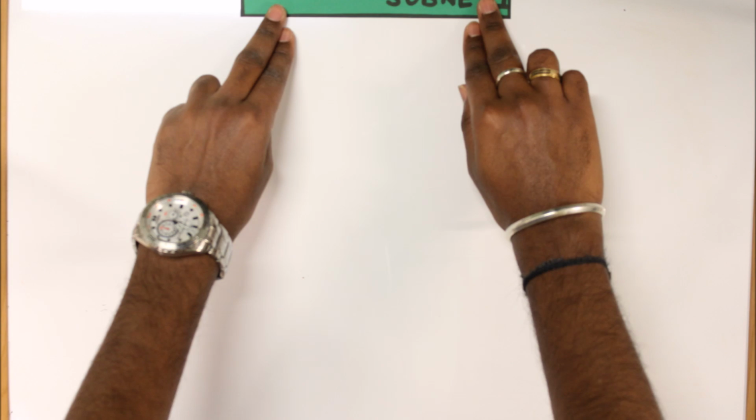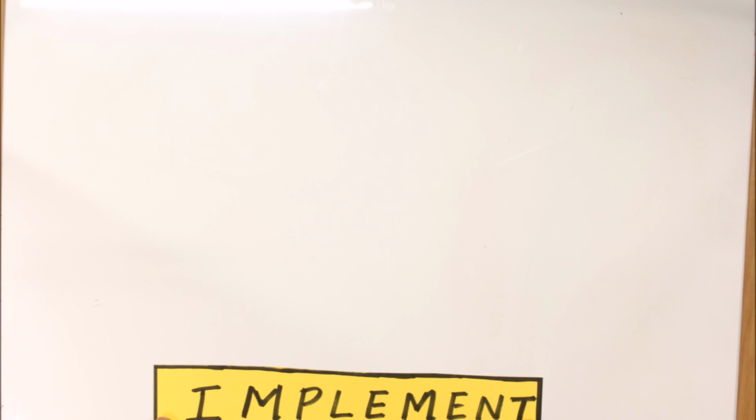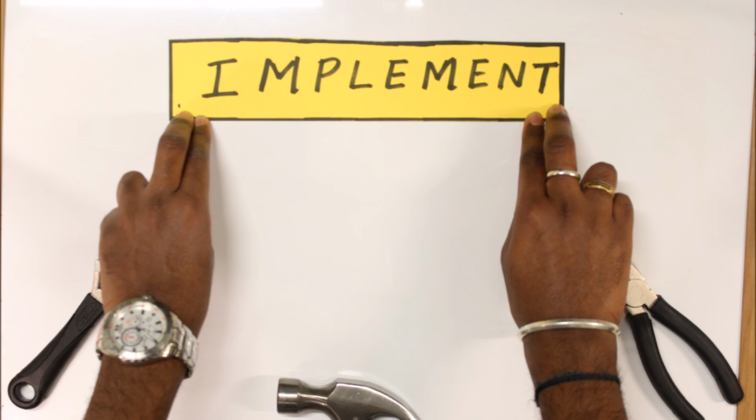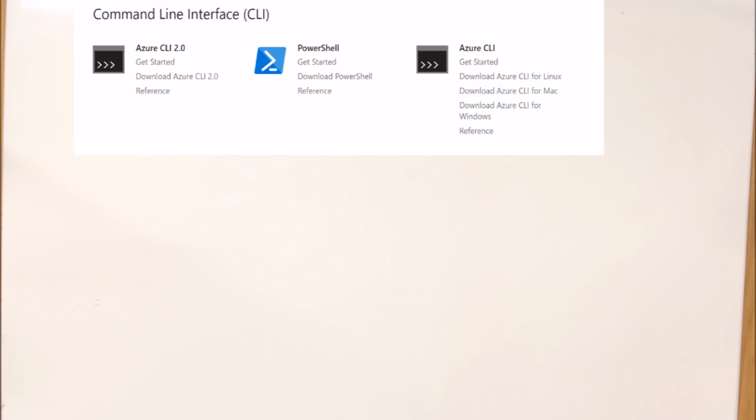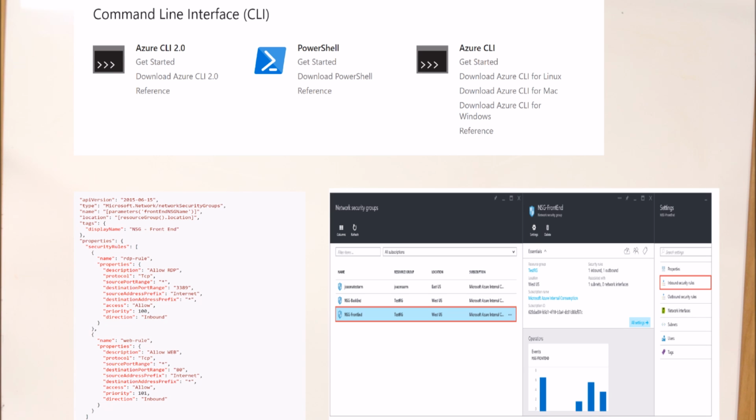Now that you have understood the concepts of a network security group, let's look at how to implement it, shall we? There are several ways to implement an NSG, like Azure CLI, JSON template, or even the Azure portal, depending on whether you have the Azure Classic or the Azure ARM subscription.